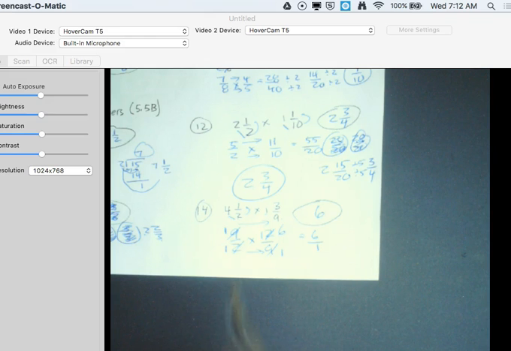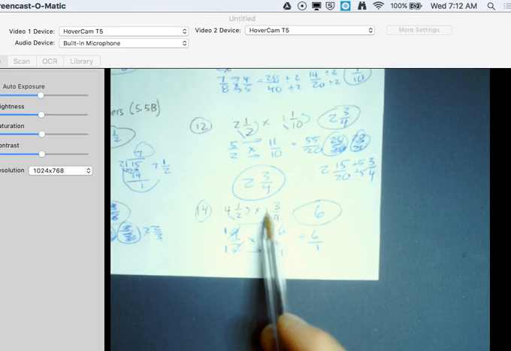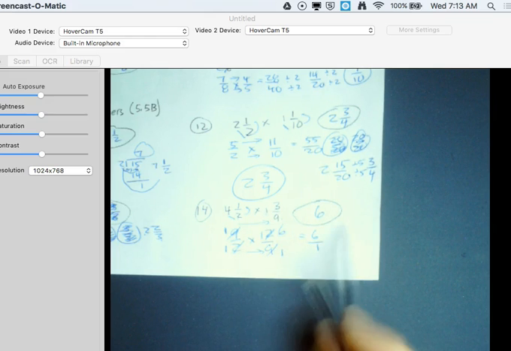Let's just do a check and see if it makes sense here. Well, I have 4 and 1/2, so I'm going to call that 5. And that's 5 times a little bit more than 1. Yeah, that makes sense. That's about 6. My estimate looks close.